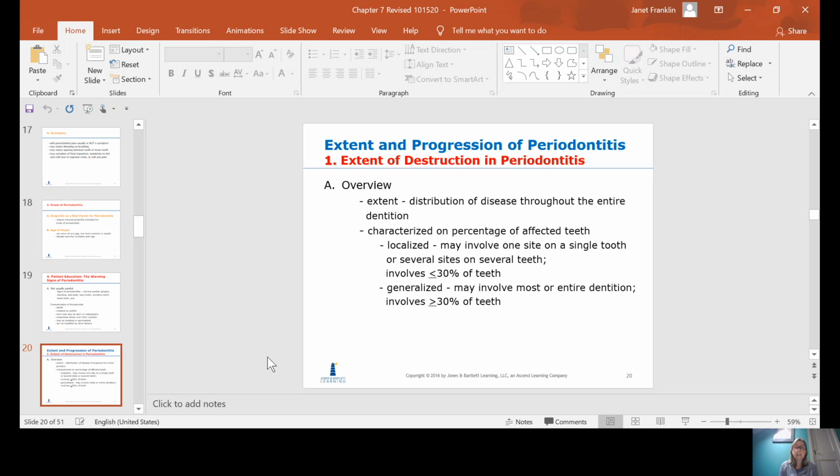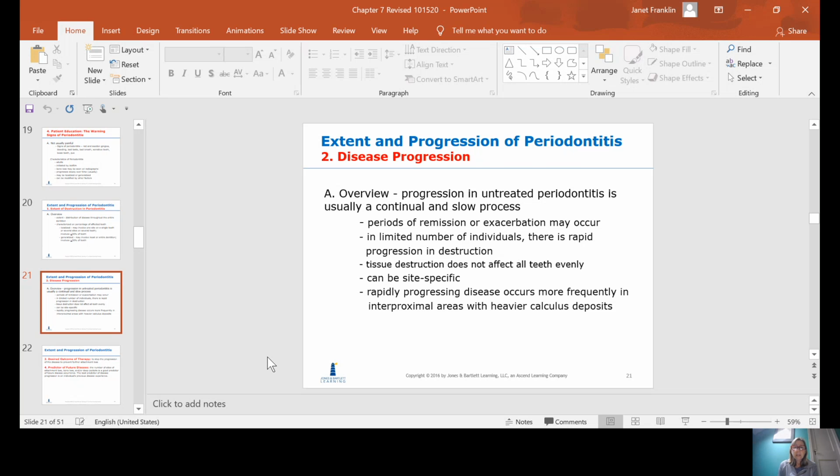And progression of periodontitis. So the extent of the destruction. Extent is the distribution of the disease throughout the entire dentition. So when you're looking at periodontitis, one of the things you want to evaluate is the extent of the destruction. Is it localized or is it generalized? Localized basically involves less than or equal to 30% of the teeth. So about a third of the mouth or less would be affected by periodontitis. Generalized is going to be more than 30%, so most or even the entire dentition can be involved.